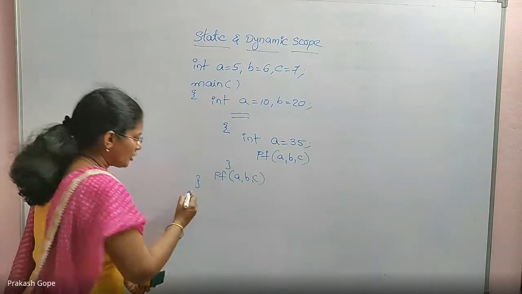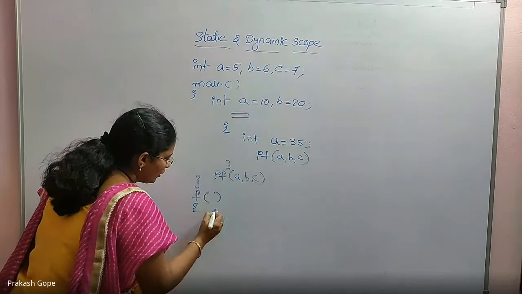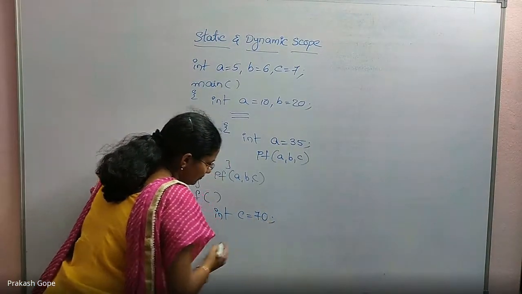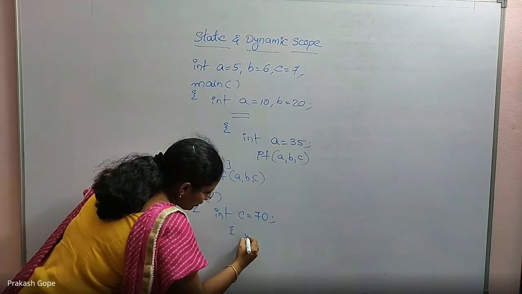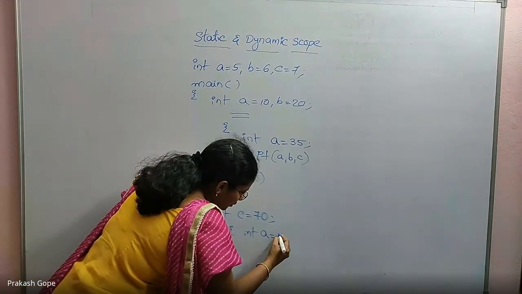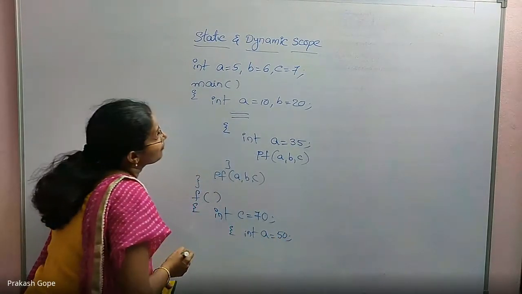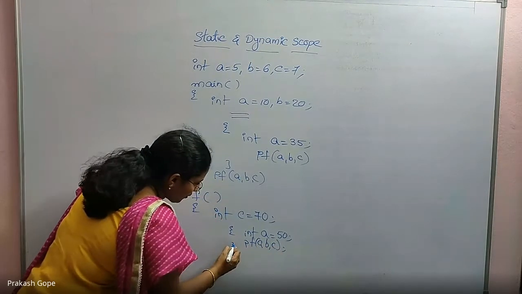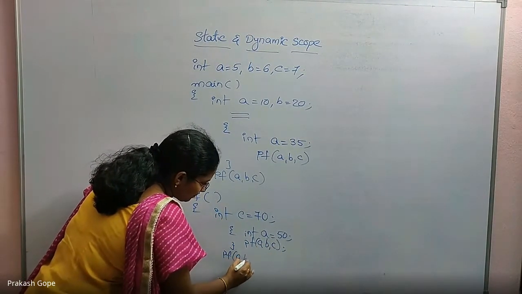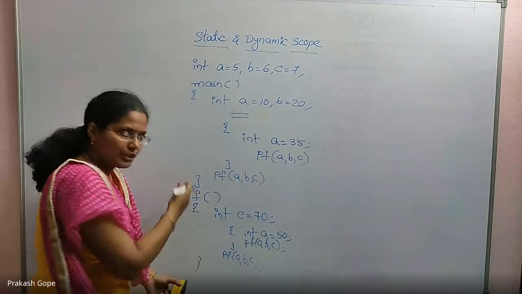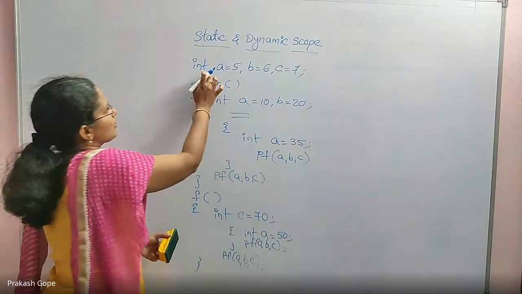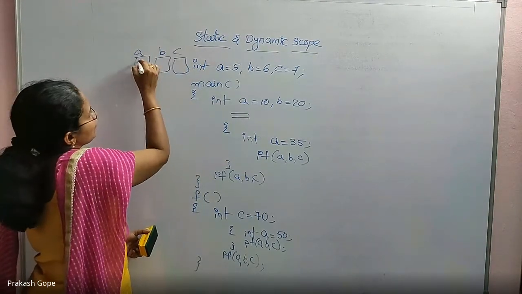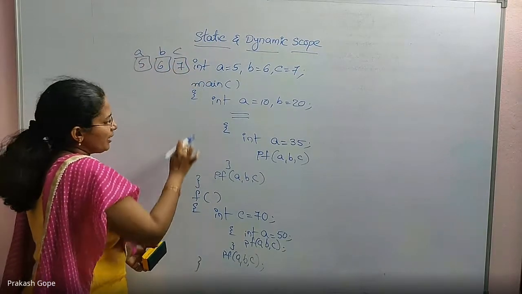So this is how the main function is. Also, there is a new function called f, in which I have declared c equal to 70. Again, there is a block in which I declared a, which is 50. Then printf a, b, c. Once I come out of this block, there is again printf a, b, c. Let us see what values get printed. These are global variables a, b, c. Values are 5, 6, 7. This is the main function.